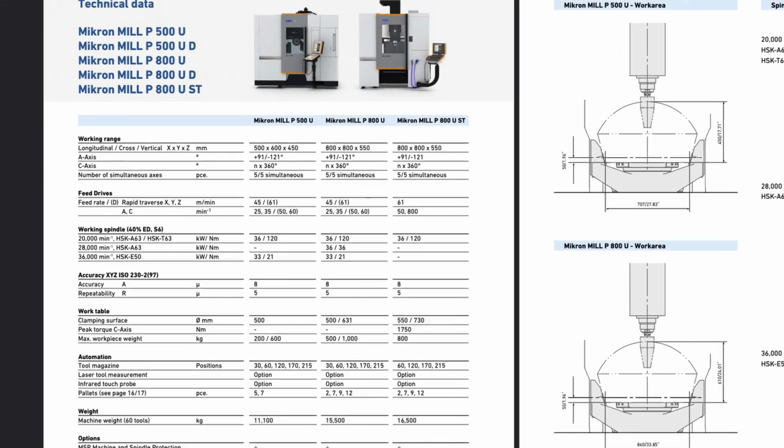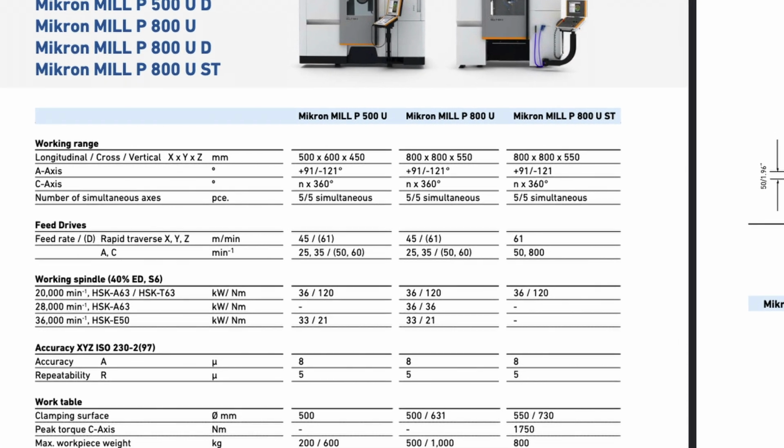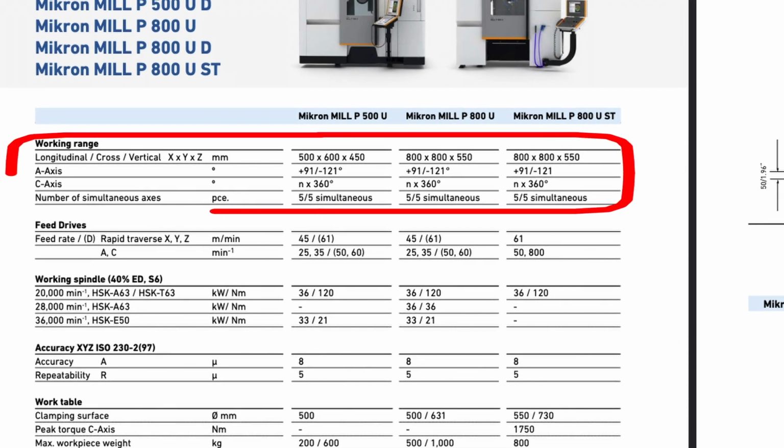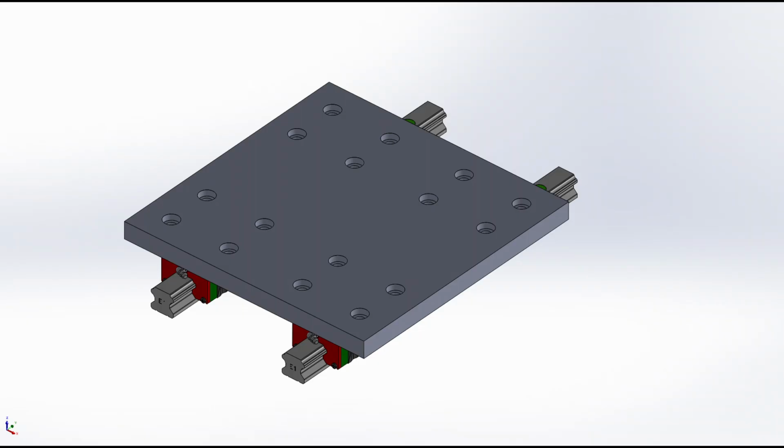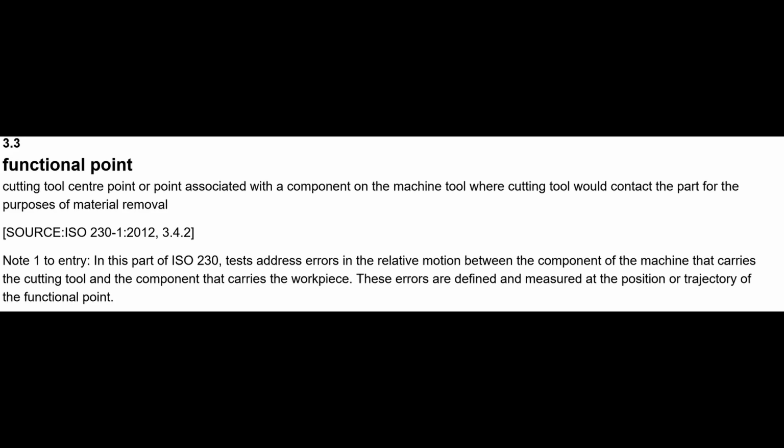You will see this called out on most machine specs for X, Y, and Z dimensions, and if present, either A or B and C dimensions. Part of that axis travel is the measurement travel, which is point 3.2. It's smaller than the full axis travel because all measuring positions must be approached from two directions called positive and negative direction. Point 3.3 is the functional point, so the point at which the measurement takes place.